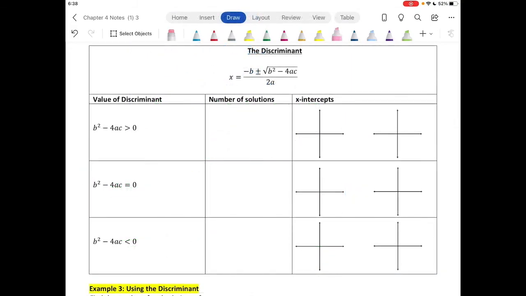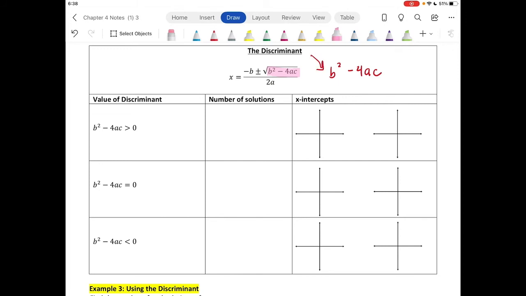Next, we have what we call the discriminant, and this uses a portion of the quadratic formula to help us find the number of solutions we're going to have. The discriminant is just this portion underneath the square root, but it does not include the square root. So it's really just b squared minus 4ac.